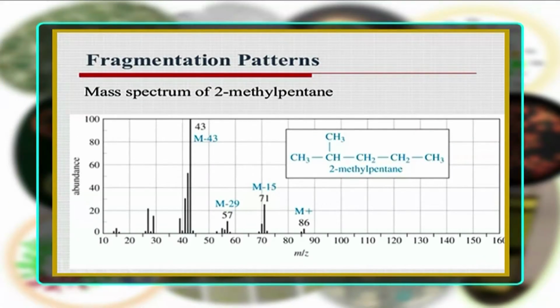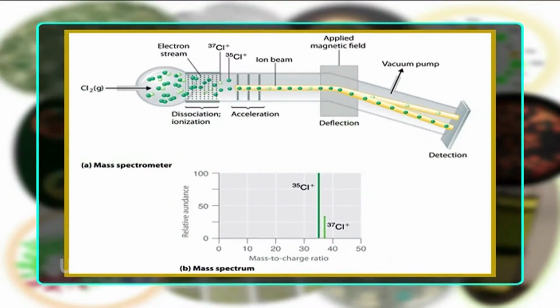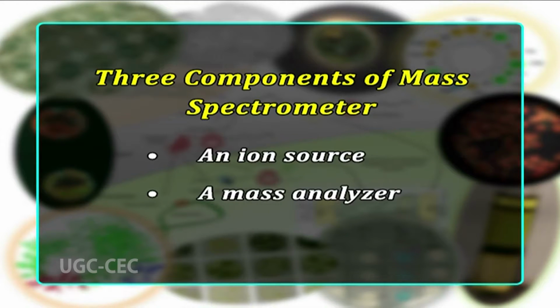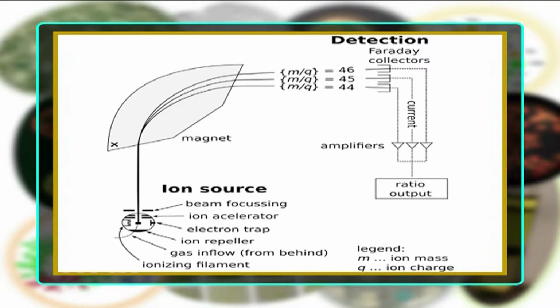The atoms or the molecules in the sample can be identified by correlating known masses to the identified masses or through a characteristic fragmentation pattern. A mass spectrometer consists of three components. First, an ion source, a mass analyzer and a detector. The ionizer converts a portion of a sample into ions.